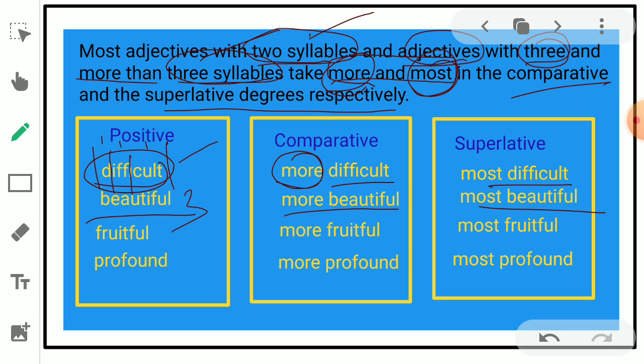Most beautiful. Fruitful: how many syllables? There are two syllables. We have to use more fruitful, most fruitful. Profound: there are two syllables. We have to write more profound, most profound.